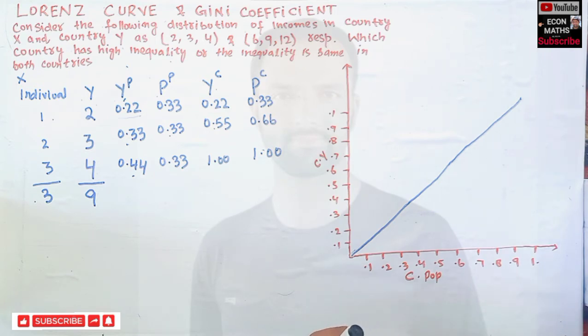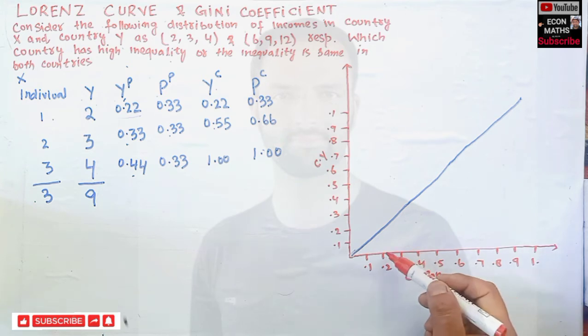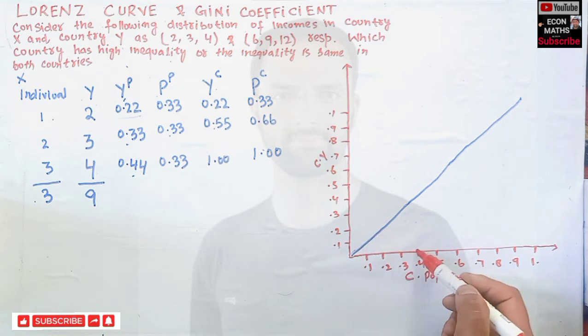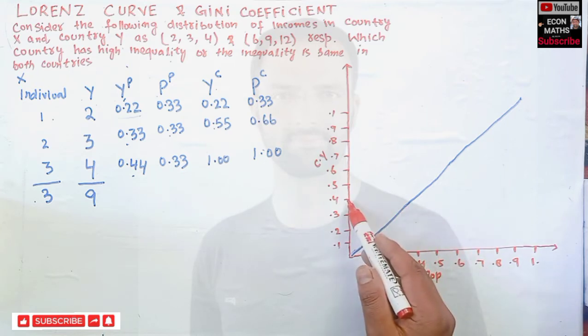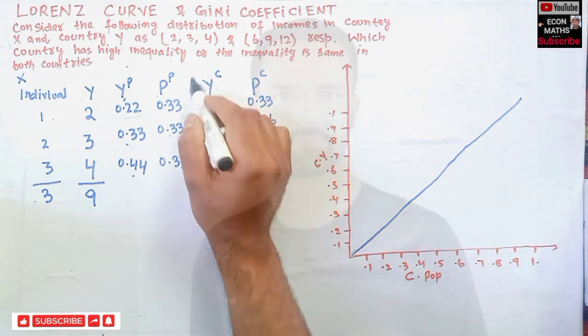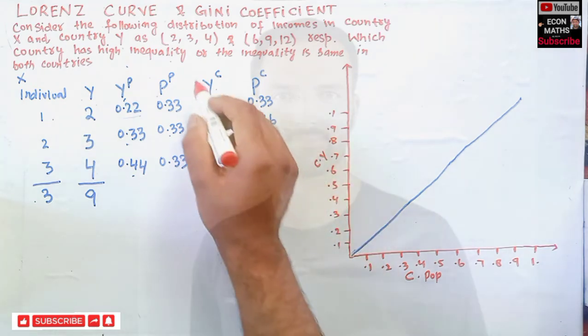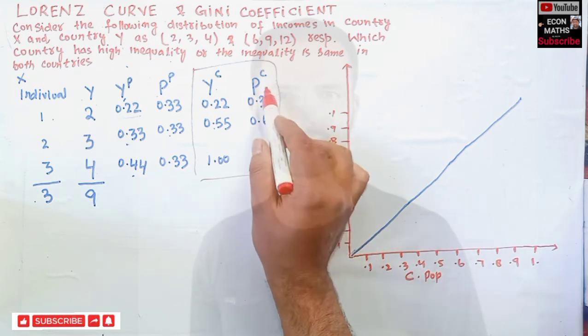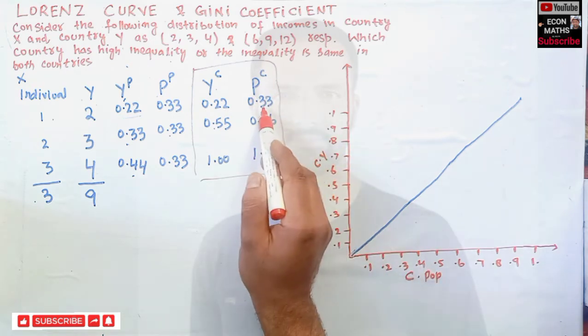By perfect equality we mean that 20% of the population owns 20% of income, 40% of population has 40% of income, and so on. Okay, but this is not the case. We have inequality in every country, so we will see how to construct it. So let's take these two columns here. This is cumulative population. So what does this tell us?